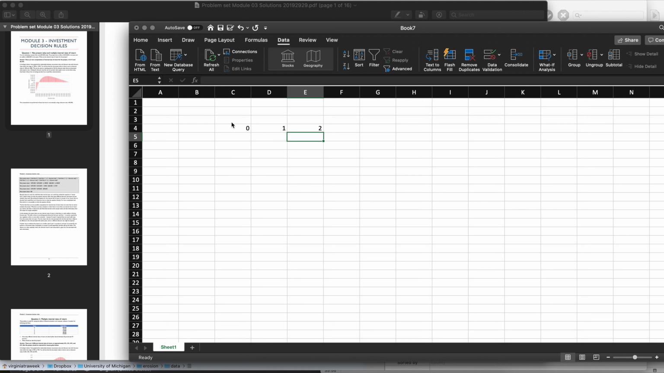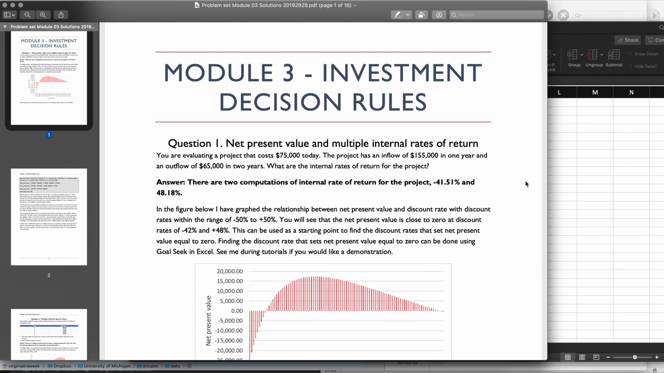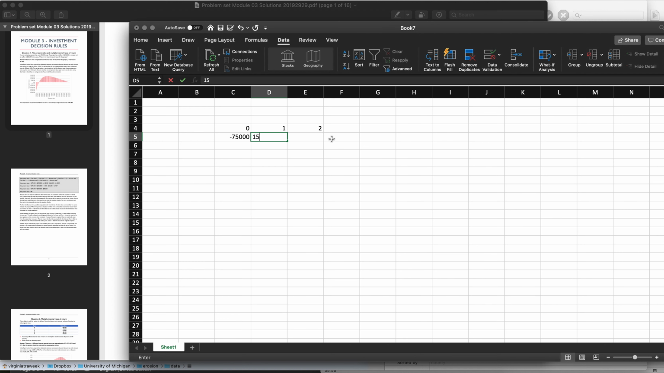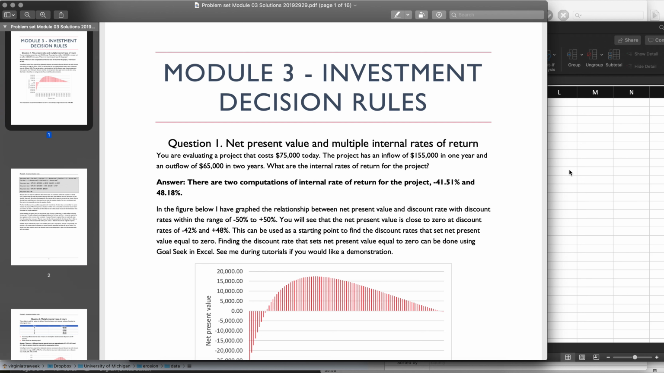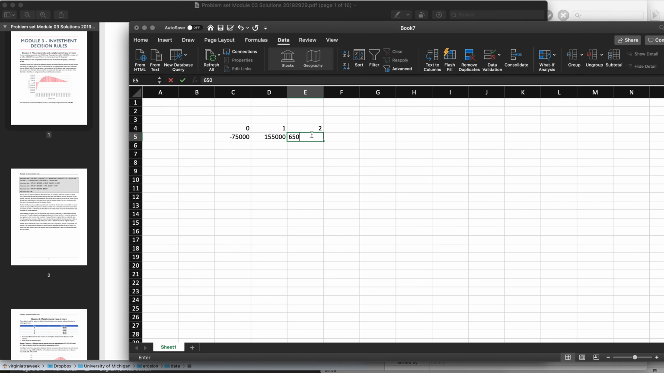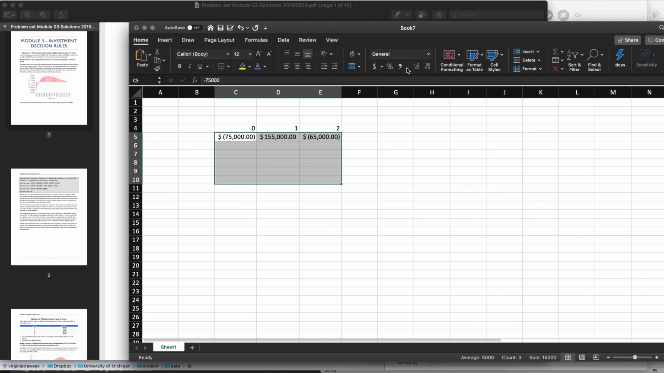0, 1, and 2. We spend 75 at time zero. We get 155 in the first year. And then we have an outflow of 65 in 2 years. Oops, that's a minus. I'm going to make these fancy dollars just so it's easier to see.